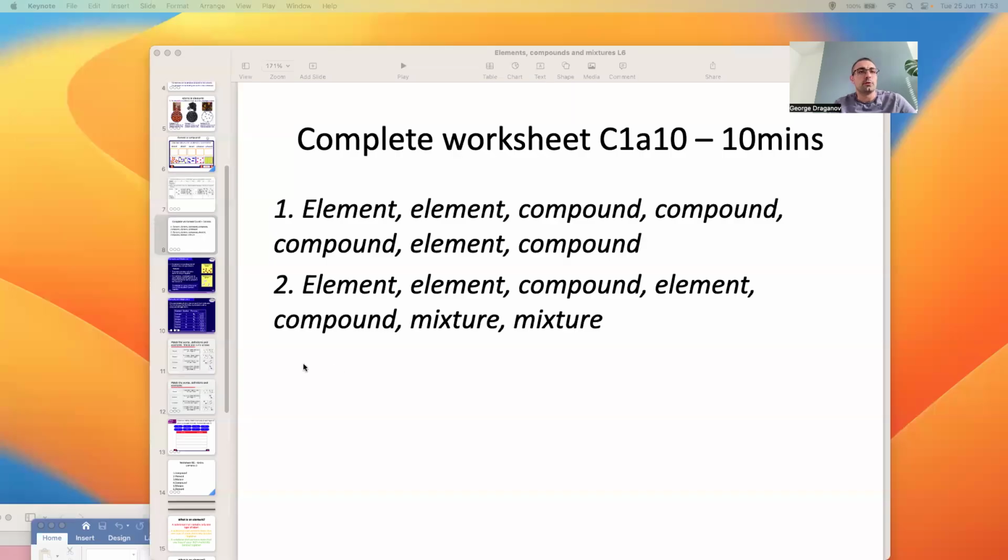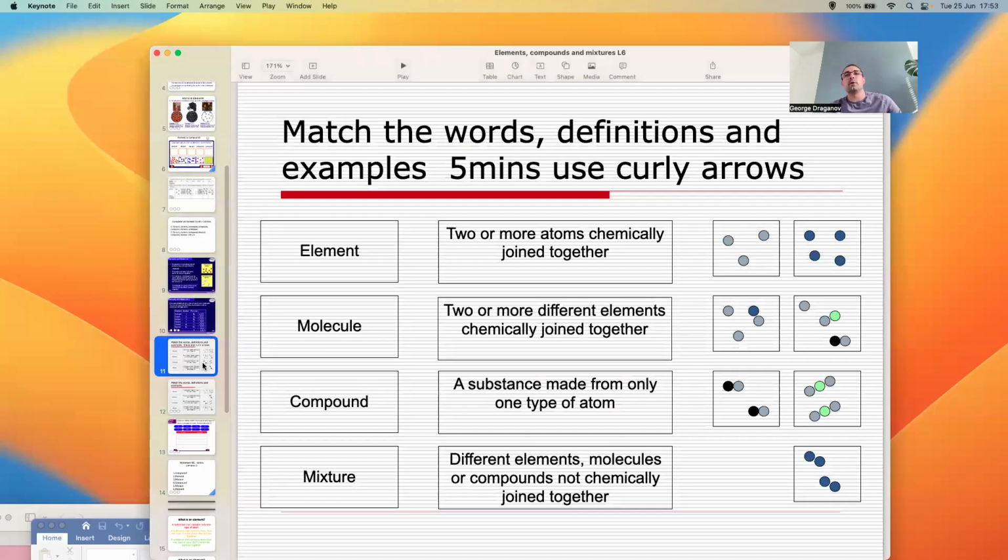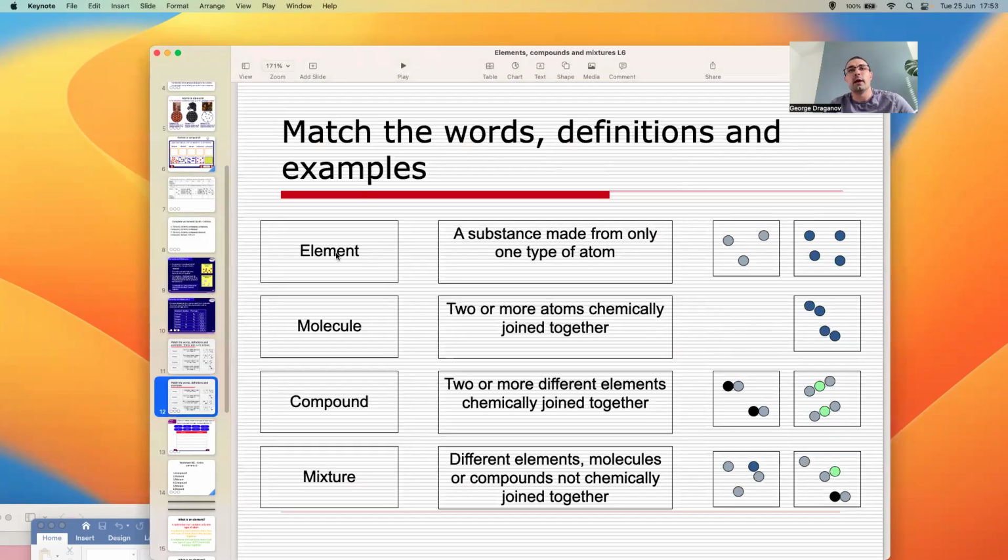That brings everything to a close with one final exercise where you have to join these together. These are the final answers. So element with the definition and the particle diagram. Mixture, molecule, two or more atoms chemically joined together. Compound, this one compound, another compound. Remember, this is a molecule too. These should be touching, by the way.